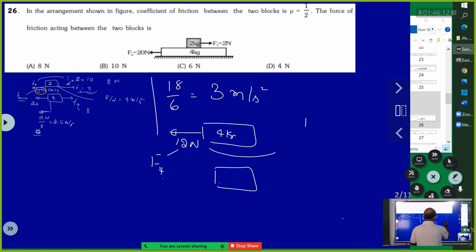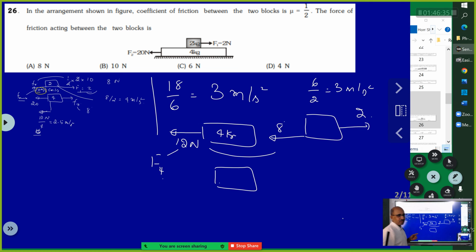Because now on the 2 kg, the frictional force is 8, and this is already 2, so totally it is going to be 8 minus 2, which is 6. And 6 is the net force, and 6 divided by 2 gives you 3 meters per second square. So therefore the top block will also move with 3 meters per second square. Okay, now let me explain it once again.